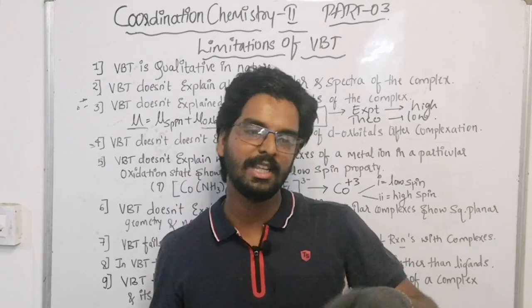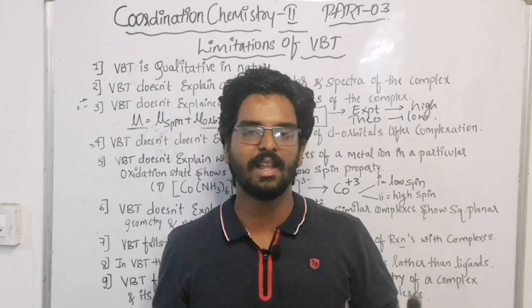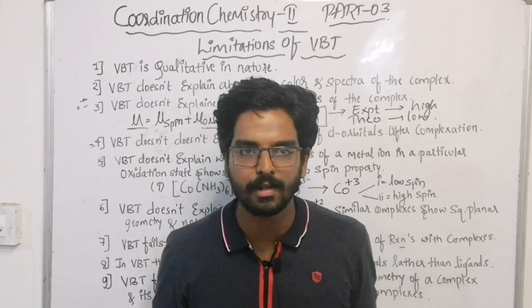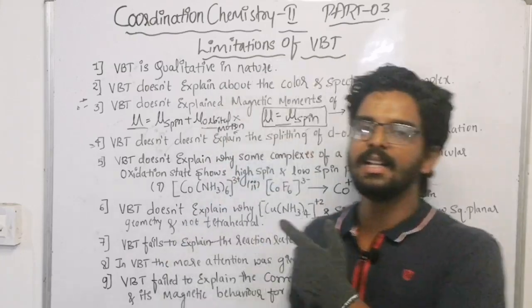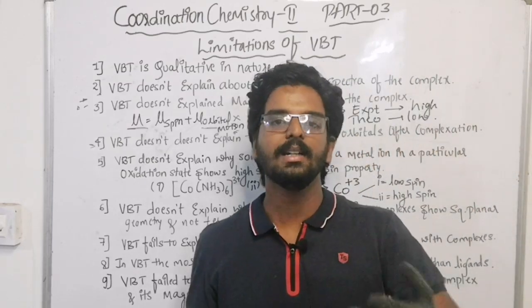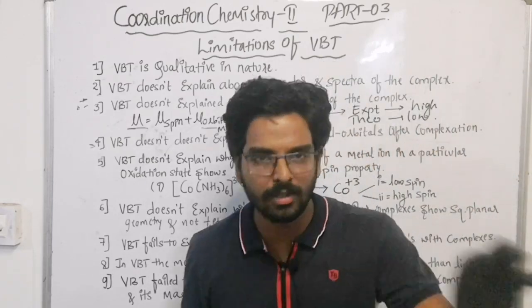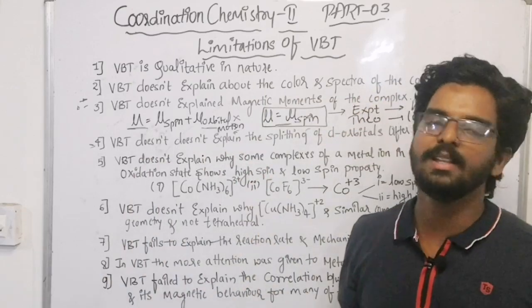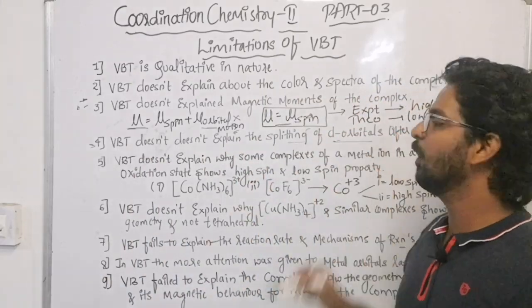There we will discuss how the d orbitals are splitting up into two energy levels like T2g and Eg. All those things we will learn. So before here, the thing is that it never explains the splitting of the d orbital. When a complex forms, it never says anything about the splitting of the d orbital. So VBT doesn't explain the splitting of the d orbital.